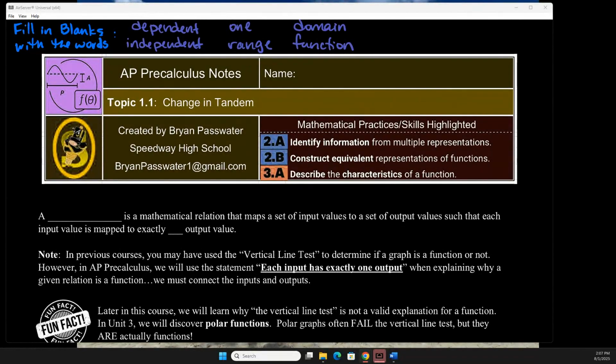Okay, what do you guys think about the first blank? Function. See, I told you you knew this. So a function is a mathematical relation that maps a set of input values to a set of output values such that each input is mapped with exactly one output. It's definitely the only word that will fit in that one.